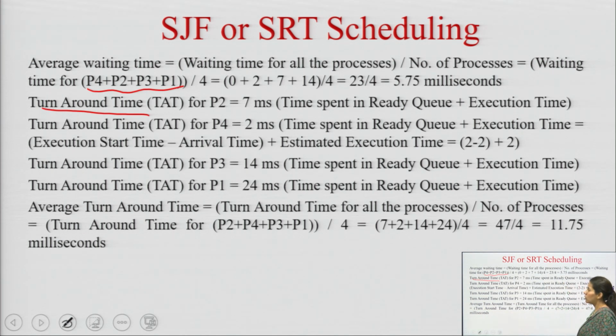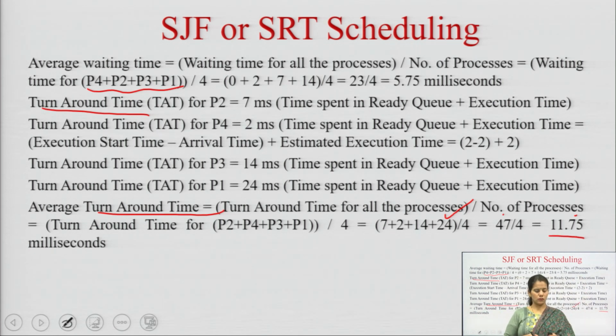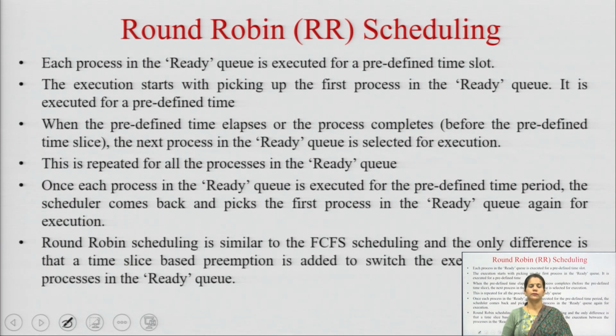Accordingly, we can find out how much time each process has to wait and how much time it will take for execution. In this way, at the end we can find the average turnaround time, which is the turnaround time for all the processes divided by the number of processes, and that gives 11.75 milliseconds. So, in this way we can calculate the average waiting time and average turnaround time.